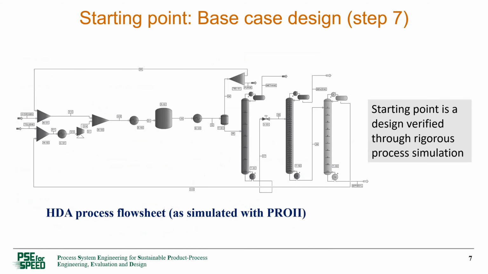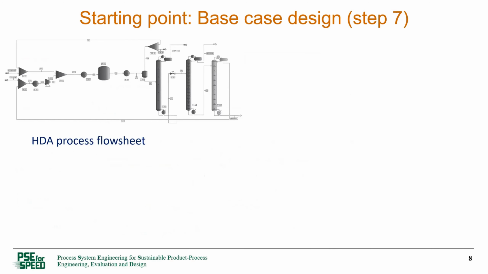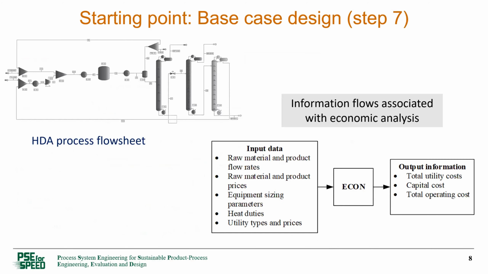And after the simulation, we will pass this information that you see on the input data, like raw material and product flow rates, raw material product prices, equipment sizing parameters, heat duties, utility types, prices. The prices have to be given separately, but all the information that is generated by the simulator will be passed into Econ, and Econ then will do the calculations for the capital cost, for the utility cost, operating cost, and the economic evaluation, which you will see later.